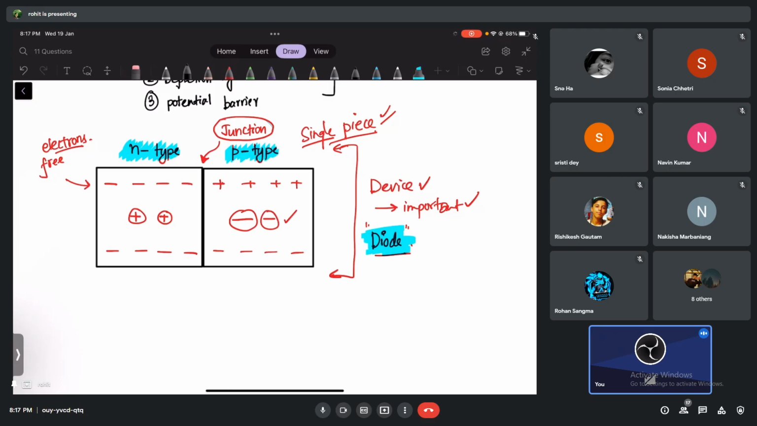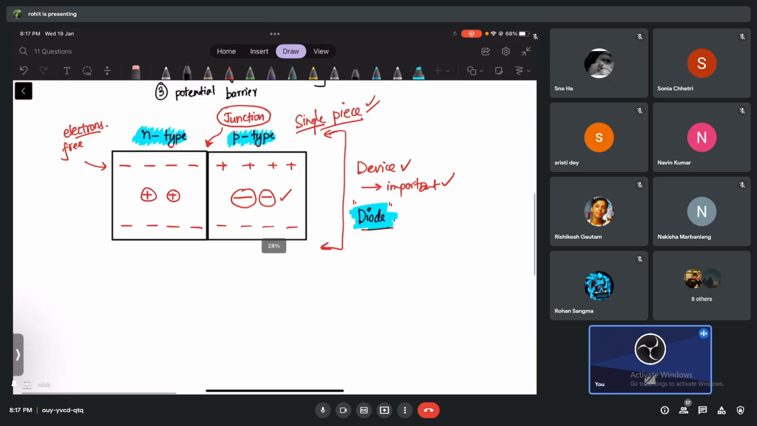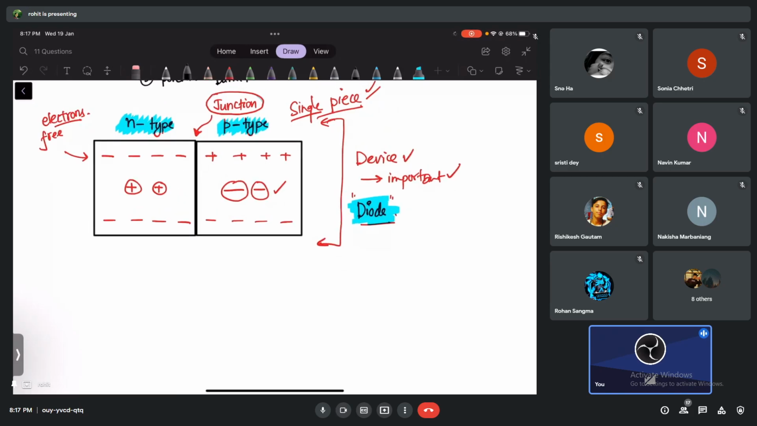Now see. So the first thing that I should tell you is this. This is going to happen. If I look at the n side, tell me, which charges are majority in the n side? Majority. Negative charges, the electrons. Fine. Which charges are minority?